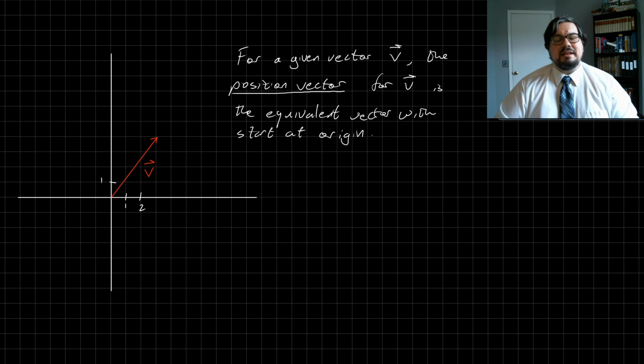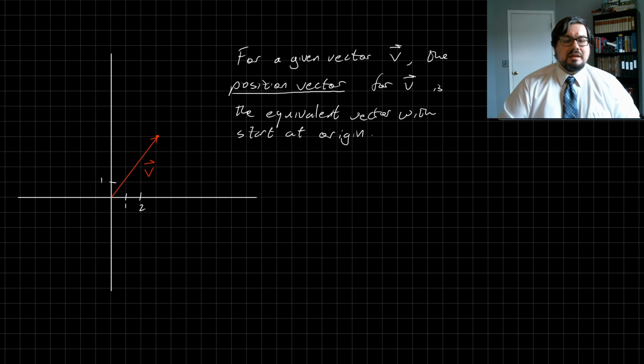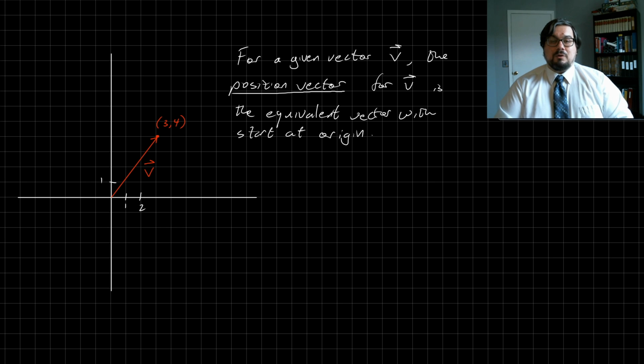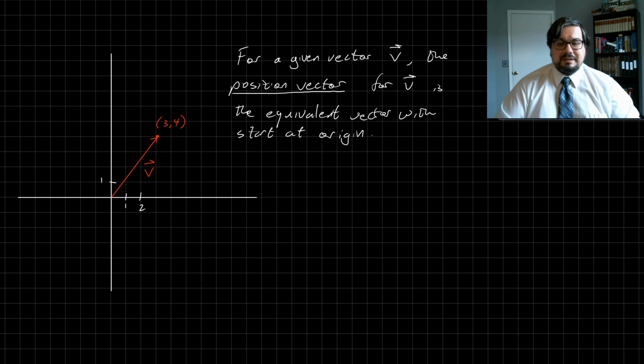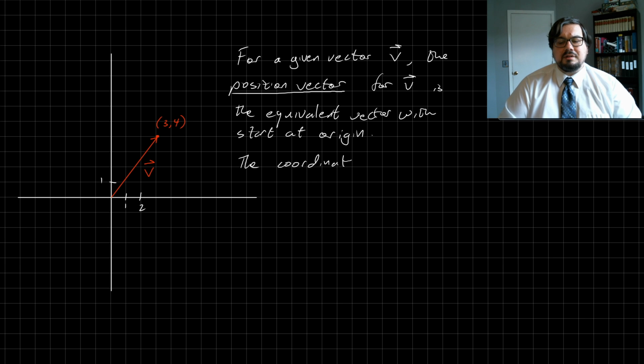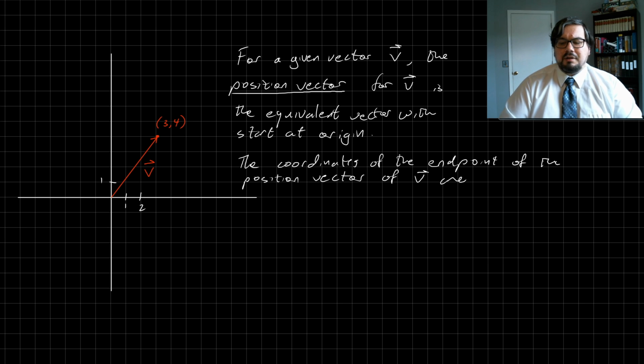Now, when this is the case, the position vector for the vector v has a particular endpoint over here. And that point has coordinates. In this case, the coordinates of this point are 3, 4. And we're going to use this 3, 4 to describe the vector v. So the coordinates of the endpoint of the position vector of v are called the components of v.